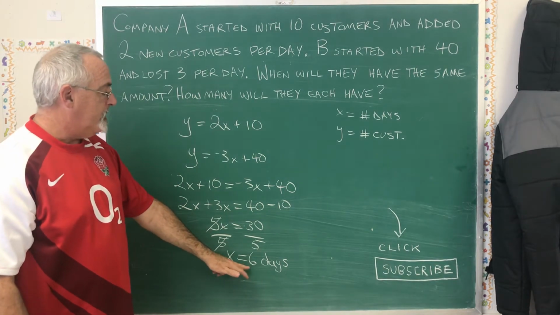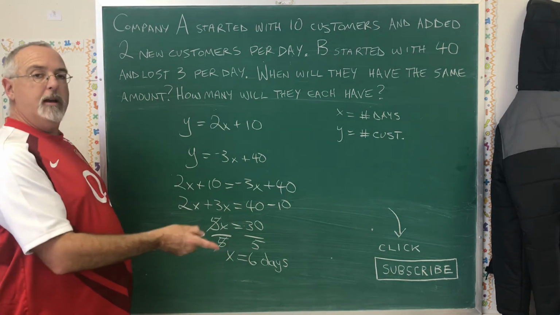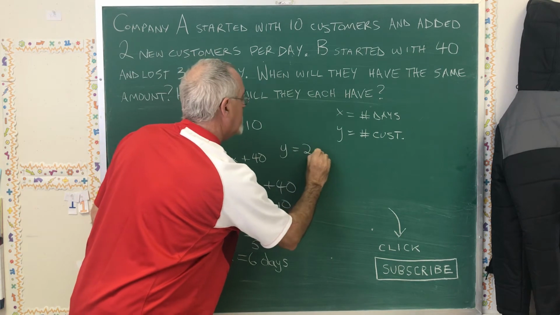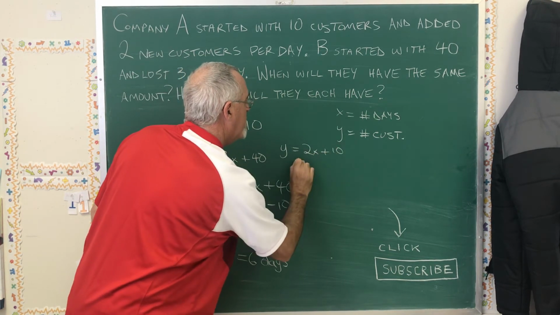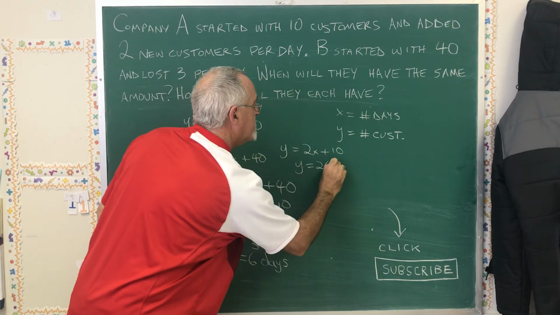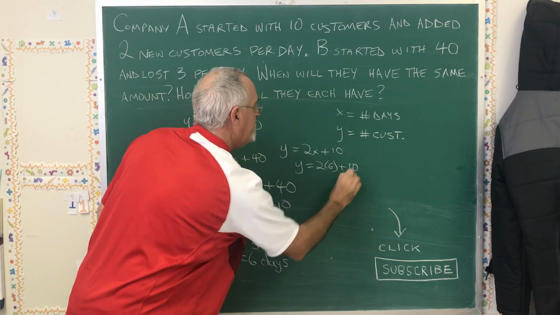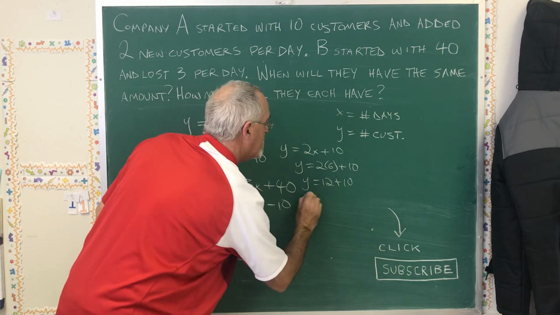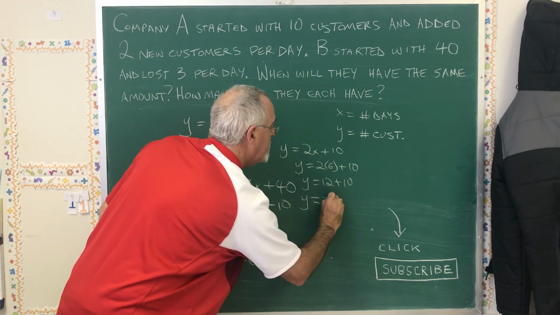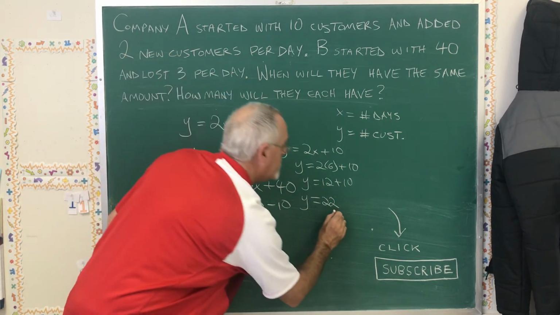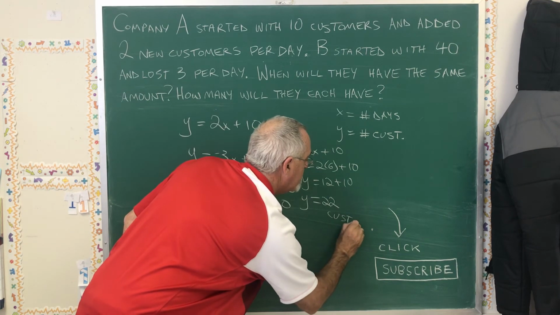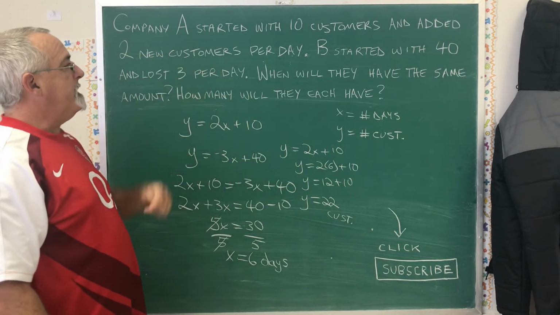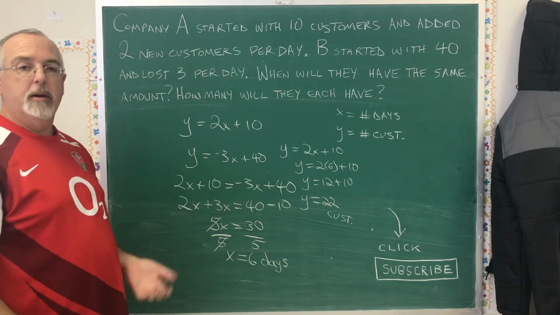We take our answer of x equals 6 and we plug that into either of the original equations. So if y equals 2x plus 10, y is equal to 2 times 6 plus 10, y is equal to 12 plus 10, y is equal to 22, and the unit will be customers. After 6 days, both company A and company B will have 22 customers.